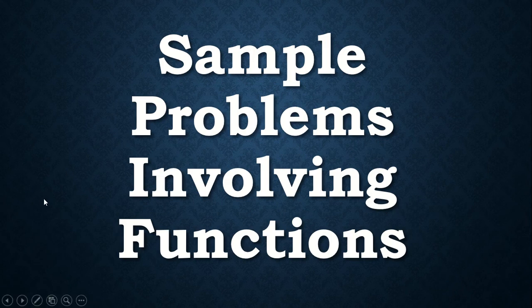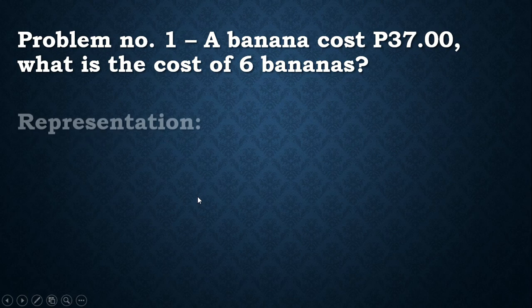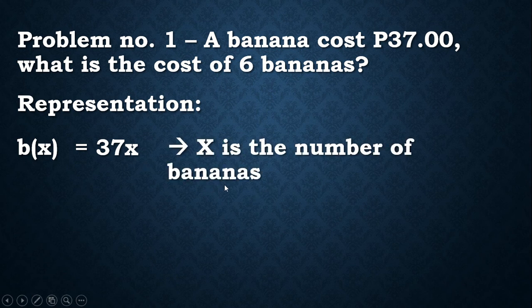Let's proceed to our lesson. Sample problems involving functions. Problem number 1. A banana costs 37 pesos. What is the cost of 6 bananas? For our solution, we represent the function as b of x equal to 37x. 37 is the price of a banana and x is the number of bananas to be sold.